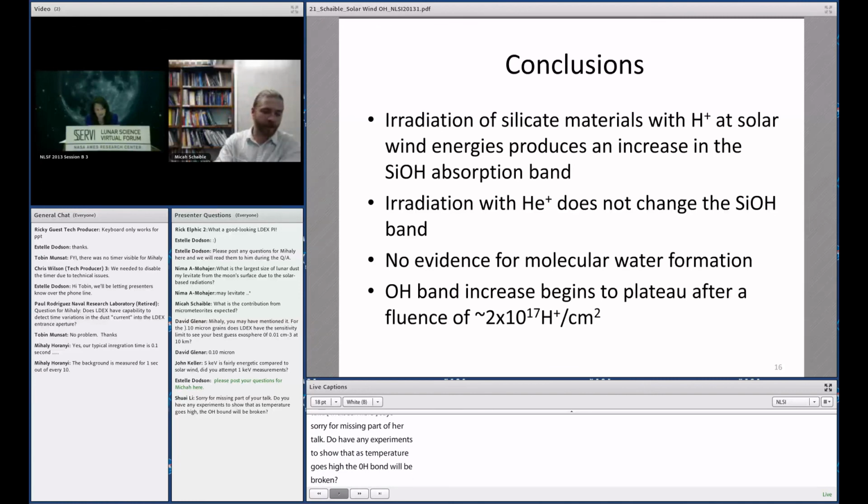We didn't do temperature measurements that show that. I think Tom Orlando's group and Michael Poston do measurements that look at breaking that OH bond in minerals such as albite and lunar soil.